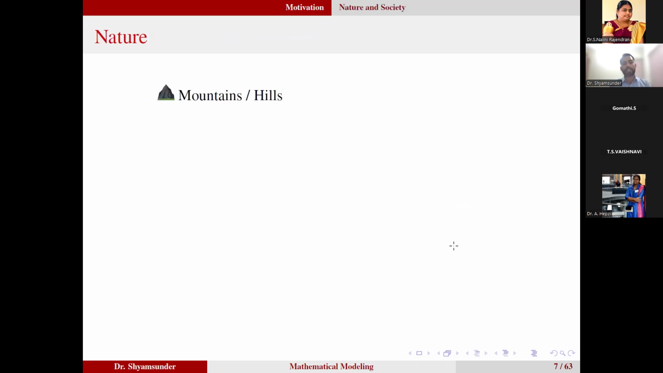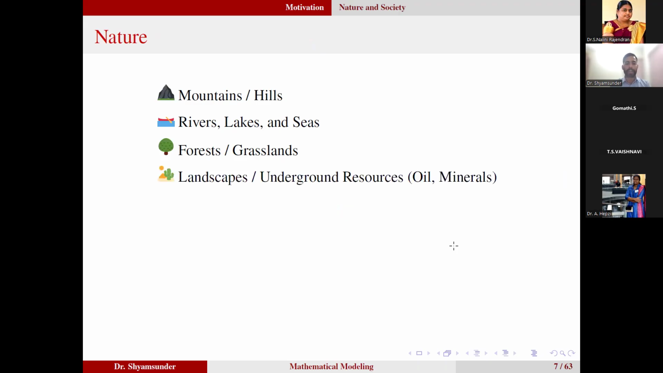In nature we have been gifted these beautiful things that we all need: the mountains and hills for survival in life, and secondly the rivers, lakes and seas. The forests and grasslands are also needed for survival in nature, and the landscape and underground resources, the oil and minerals and many other elements, are needful for humans and living beings to survive in this world.